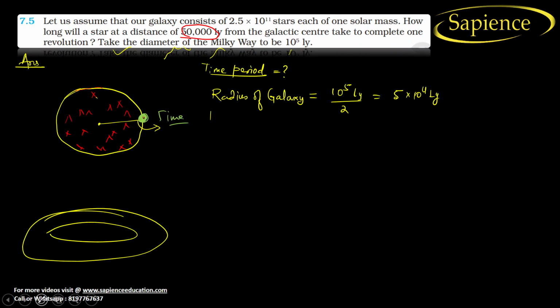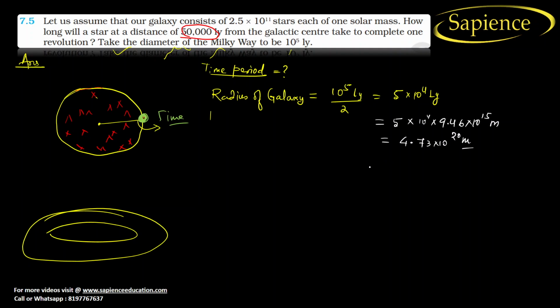Now if we want to convert it into meters, we have to do some calculation. Here it is in light years, so to convert light years into meters I just have to multiply by 5 × 10^4 × 9.46 × 10^15 meters. So finally we will get 4.73 × 10^20 meters.